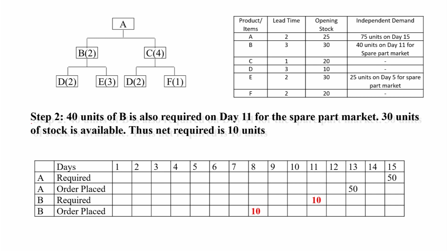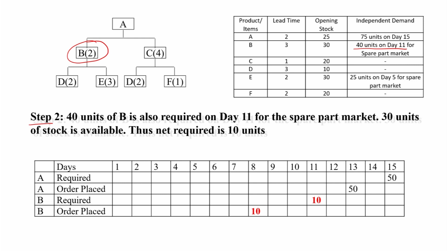Now, come to step 2. To produce A, I need B. 2 units of B are required to produce 1 unit of A. At the same time, I need 40 units of B on day 11 for the spare market. So, B is required to manufacture A as well as to meet the spare parts requirements for the maintenance of this.